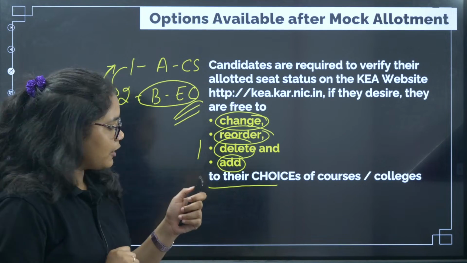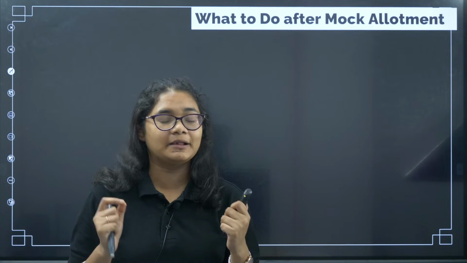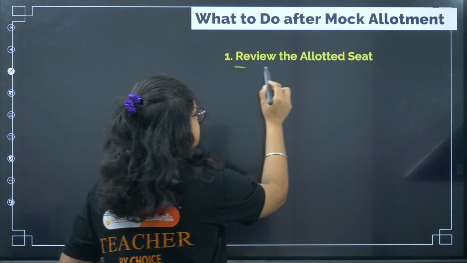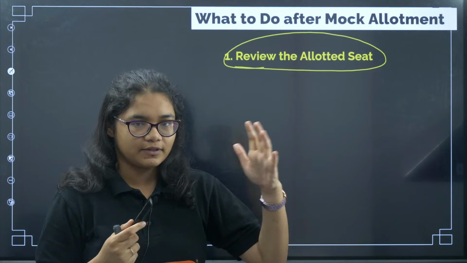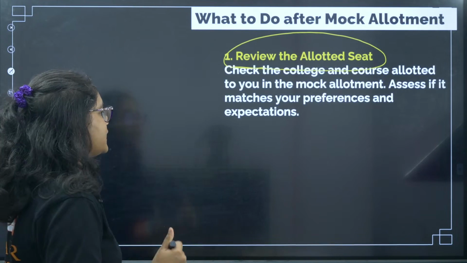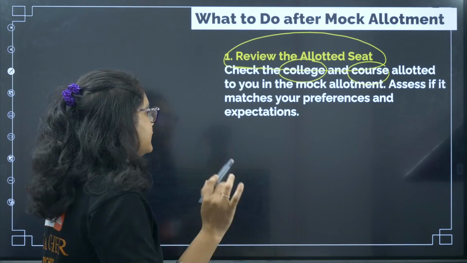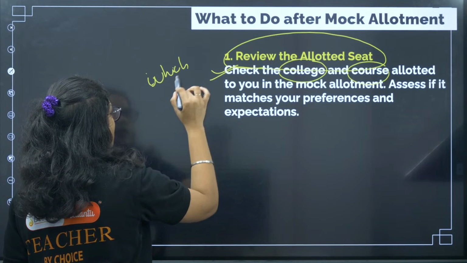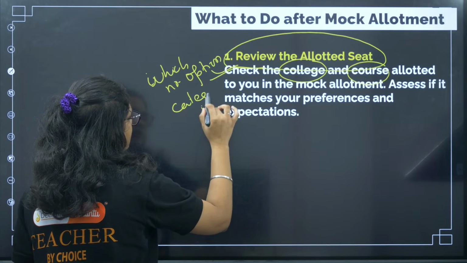Now let us go to the next part: what to do after the mock allotment. Here I'll be telling you the 5 must-do things after the mock allotment. The first one is to review the allotted seat. When you go to the KEA website and open the mock allotment results, you will see which seat is allotted to you. You need to check which college is allotted, which course is allotted, which option number it was, and which category seat you got.